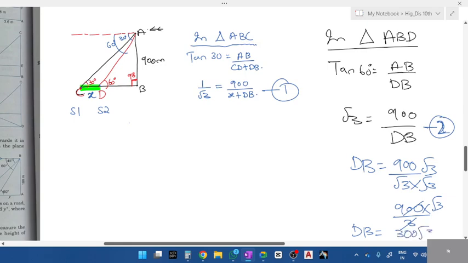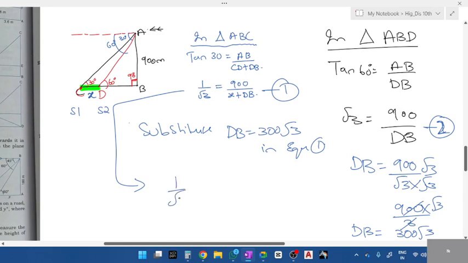300 root 3. Is this clear? Where will you substitute 300 root 3? Substitute DB is equals to 300 root 3 in equation 1. Complete it. Yes, Joanna. Fine. Take a screenshot of this, Tanishka. Complete and send it. Did you understand? X plus 300 root 3, students. You all have to try this. Cross multiply.